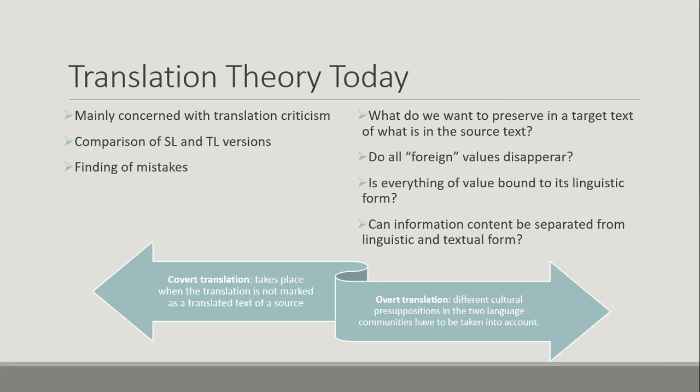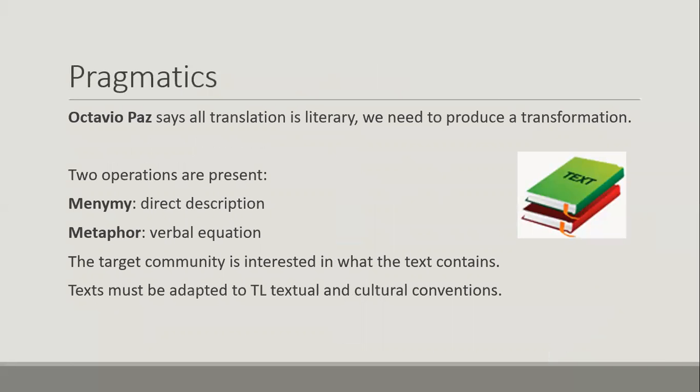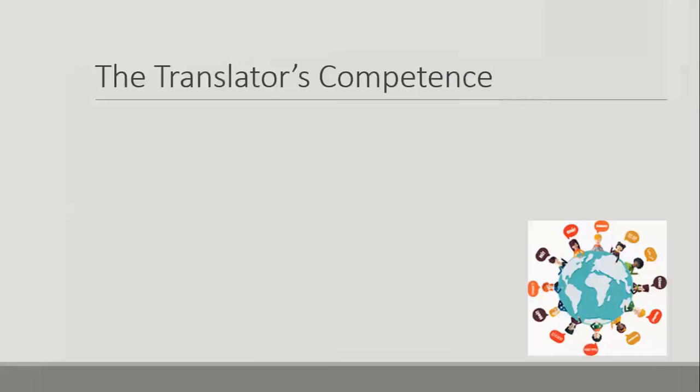And we can have two different types of translation: the cover translation, which is one that is not marked as a translated text of a source, and the overt translation, which takes into account different cultural presuppositions in the two language communities. We need to take into account the pragmatics of the source language as well as the target language, and adapt them to the target language so that we can have a comprehensible text.